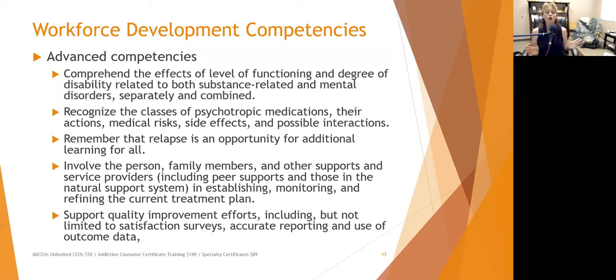Remember that all relapse is an opportunity for additional learning for all, so it's important to involve the person, family members, and other supports and service providers in establishing, monitoring, and refining the current treatment plan, even after a relapse. Relapse means we missed something and we've got more to learn, not it's time to discharge. It drives me crazy when I see people discharged for relapse, because that tells me that something went hiccupy in treatment.